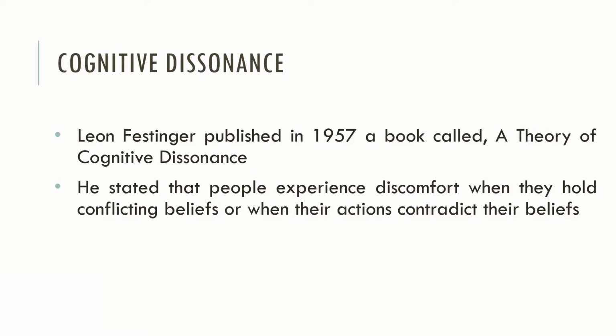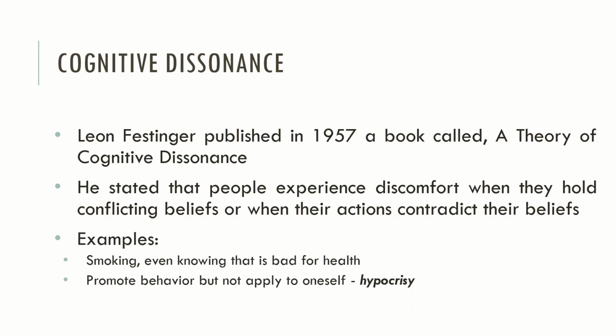Some examples that Festinger gave in his book are, for instance, smoking even knowing that it is bad for health. Or individuals may promote some behavior but not apply it to themselves. This is also called hypocrisy. Another example may be a person that defends animal rights but continues to eat meat in their meals. This is also called the meat paradox. We can talk about this in the future.